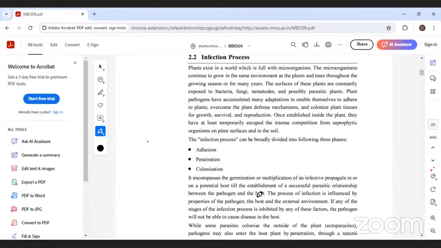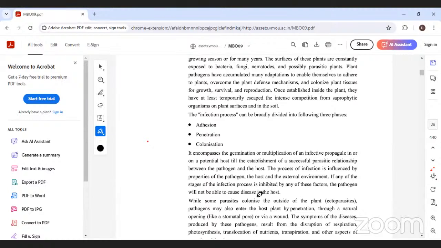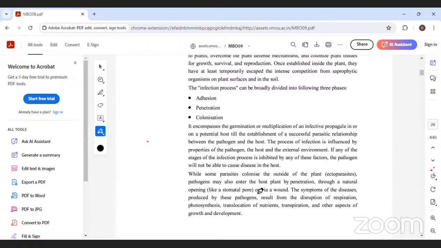The infection process can be divided into three phases: adhesion, penetration, and colonization. It covers germination, multiplication, and function of an infective propagule on a potential host till the establishment of a successful parasitic relationship between the pathogen and host. This process is influenced by the properties of the pathogen, the host, and the external environment. If any stage of the infection process is inhibited by any of these factors, the pathogen will not be able to cause disease in the host.